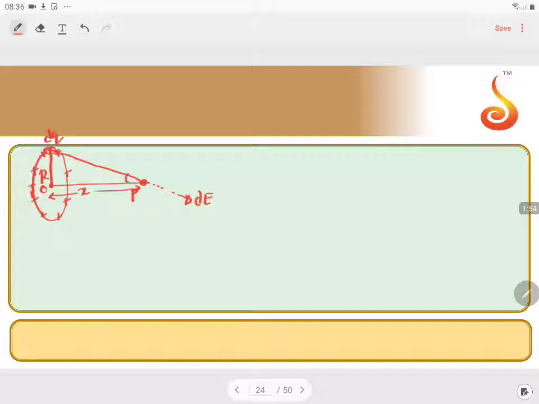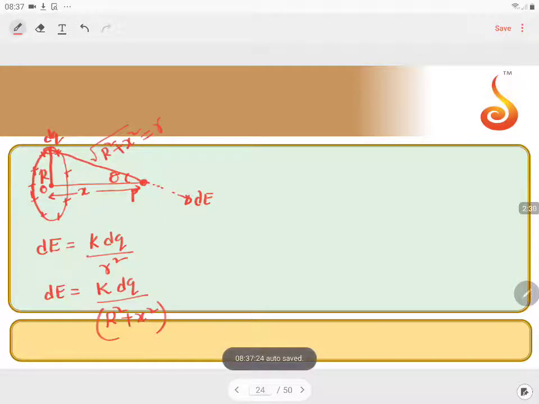Say this angle is theta. So dE you can calculate like this. dE will be equal to k dq divided by r square. What is this r square here? The distance between the elemental charge and the point P will be such that r square is r square plus x square. So this is the small r value. So the small amount of electric field will be k dq divided by r square plus x square.